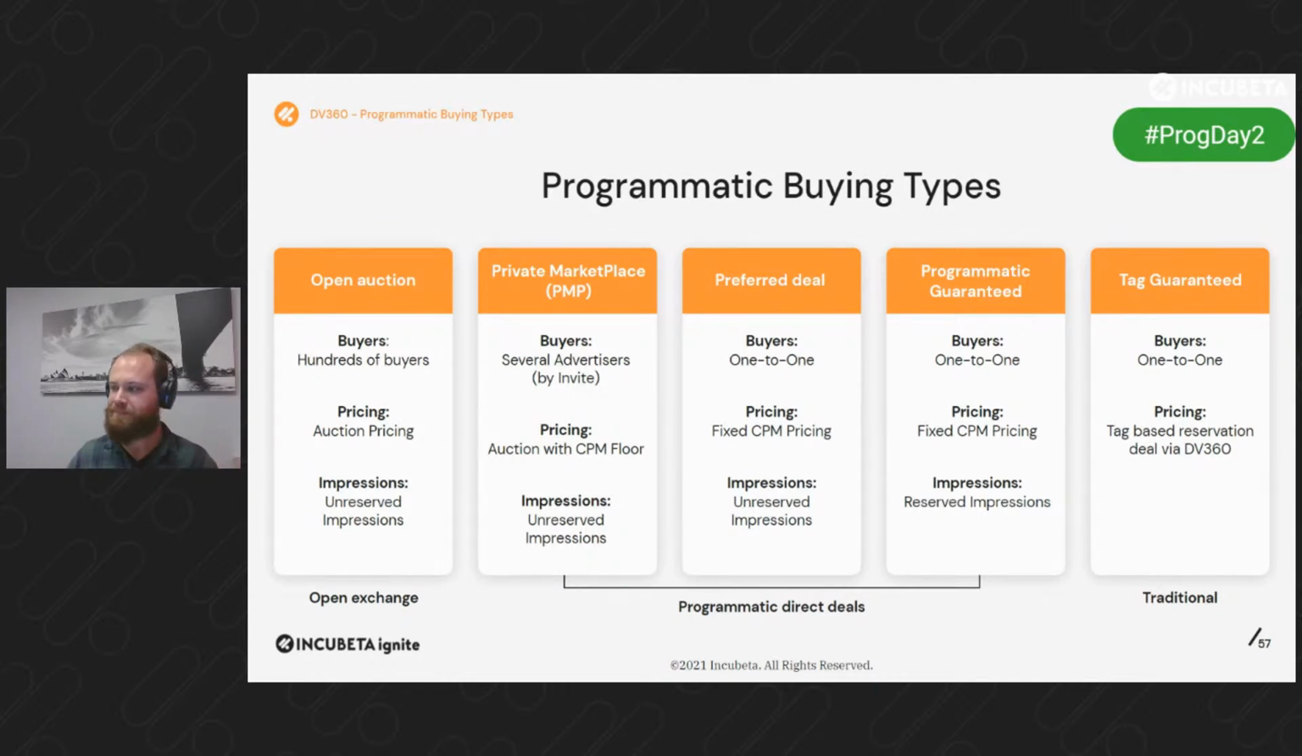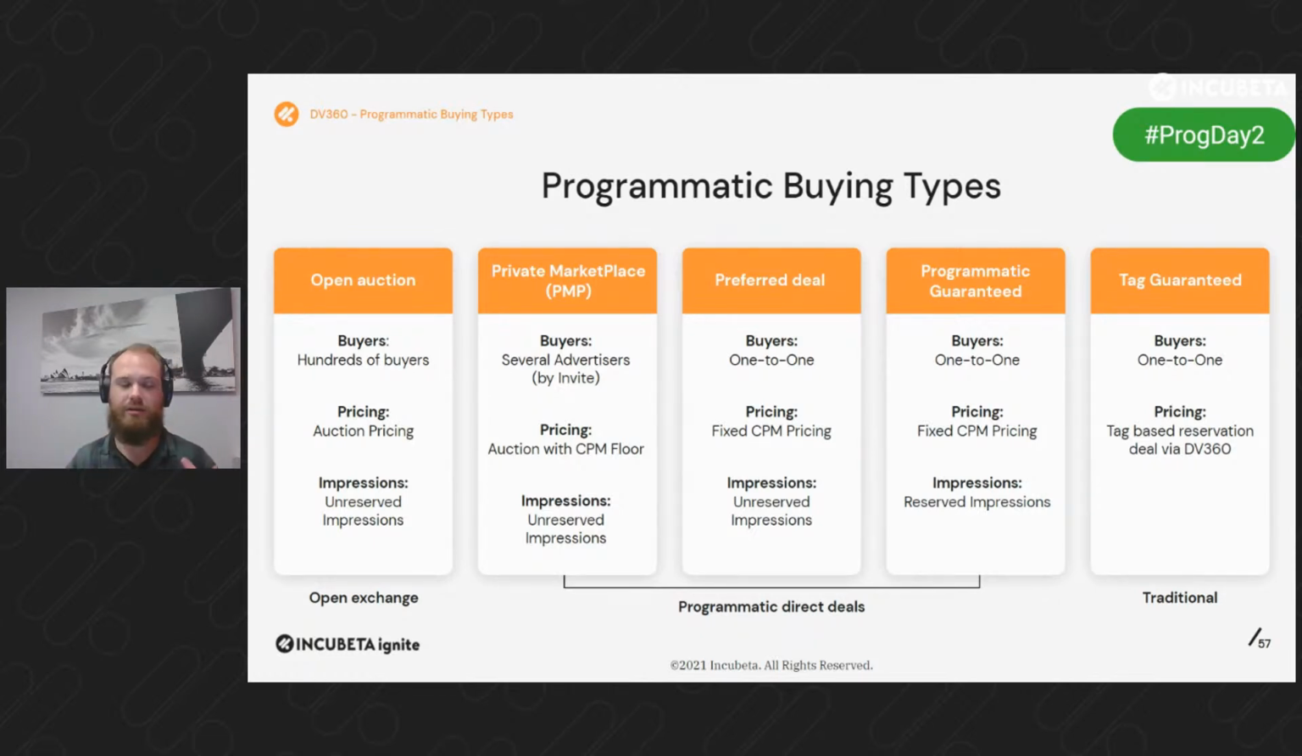open auction floor. Then we've got our PMP deals, or private marketplace, second from the left. It is a smaller auction, but quite a similar environment to the open auction. So it's a private auction, with a limited number of buyers and a single seller. And in the preferred deal, which is the middle block here, it's really a one-to-one relationship. You've got fixed pricing, but you still do have unreserved impressions.